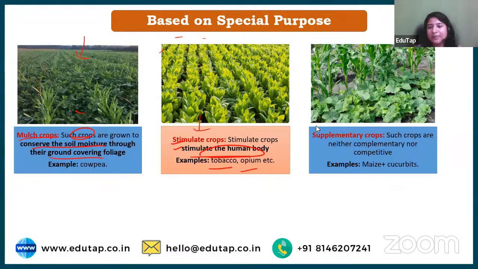Now next is the supplementary crops. ठीक है, supplementary crops क्या होते हैं? देखो, they don't have any benefit on each other. Okay, means even if you would not have grown them together, they would have produced the same yield only. Okay, so again, they are not helping in each way. You're just growing, you're just having additional yield out of your field.